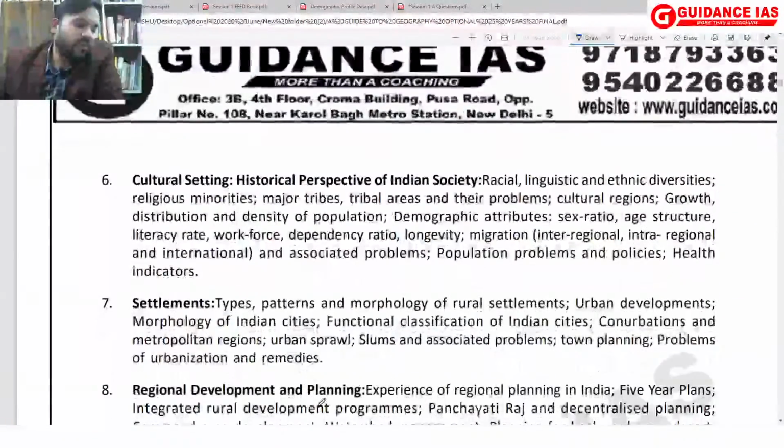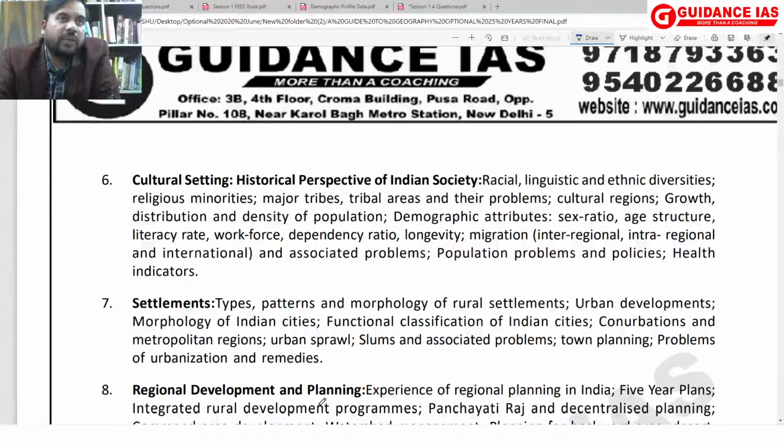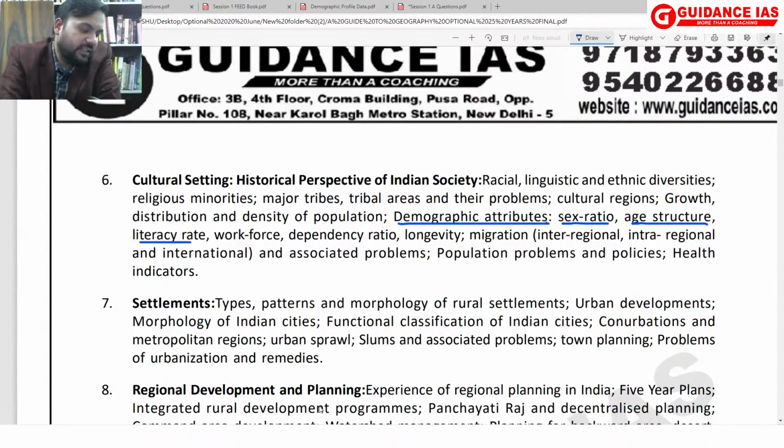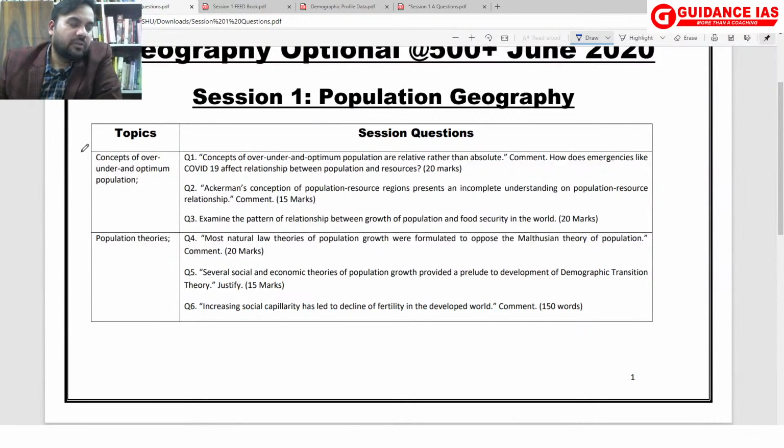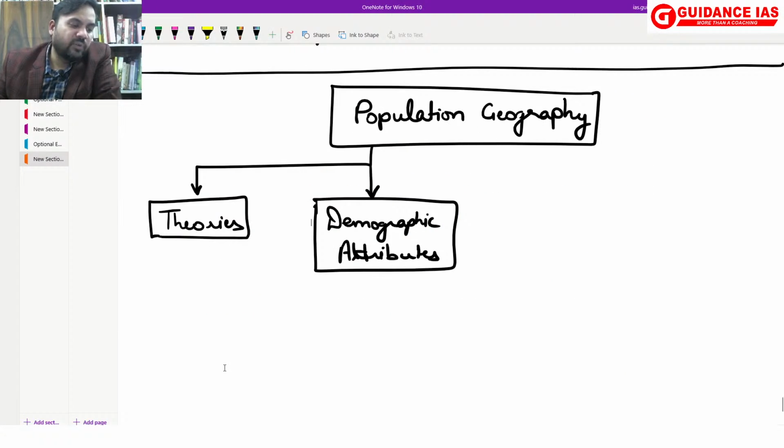This problem is solved if I just go back and look into paper 2. So here, they have elaborated a little bit. Can you see demographic attributes? Sex ratio, age structure, literacy rate, workforce, dependency ratio, longevity. All these are the demographic attributes which I have to prepare also for paper 1. Questions can be asked from that. So that is one, demographic attributes.